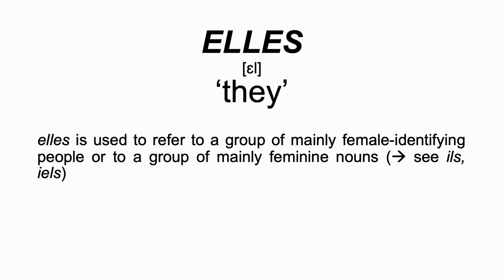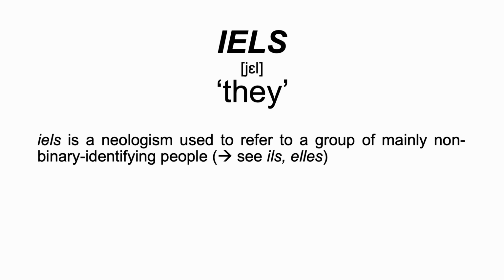Elles is the third person plural pronoun for feminine nouns and is equivalent to they in English. So repeat, elles. Elles with an S is used to refer to a group of mainly female identifying people or to a group of mainly feminine nouns, as we just talked about with ils. Iels is a third person pronoun used to refer to non-binary people and is equivalent to English they. Repeat after me, iels. Iels again is a neologism used to refer to a group of mainly non-binary identifying people.